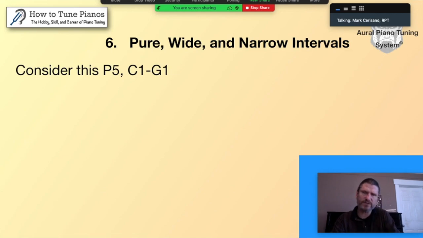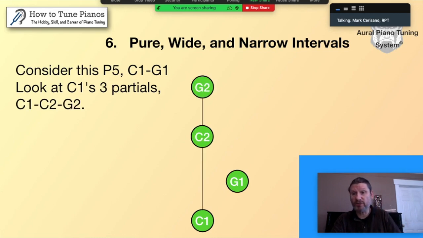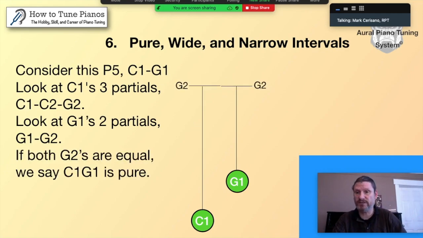So just to demonstrate, consider this fifth, C1 and G1. C1 has 3 partials, the octave plus the fifth, that's C1, C2, and G2. Now G1, if we just look at the 2 partials, the first one G1, the second one G2, we can see that they line up at G2. And that's the octave above the top note, from the table before. If both of those partials are exactly the same frequency, we say that the fifth, C1, G1, is pure.